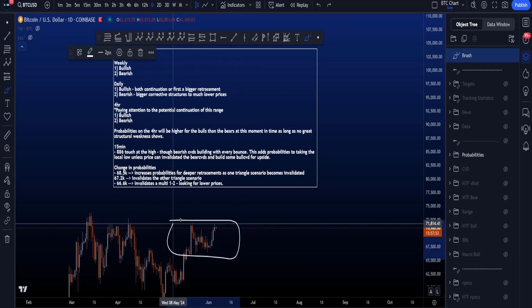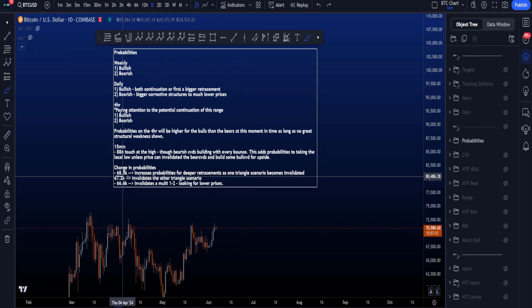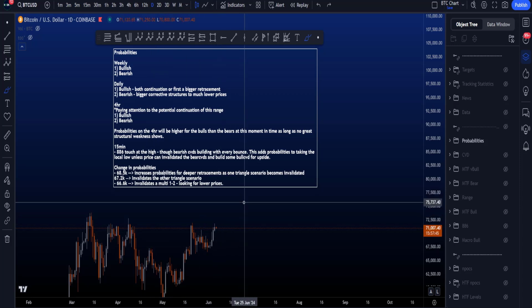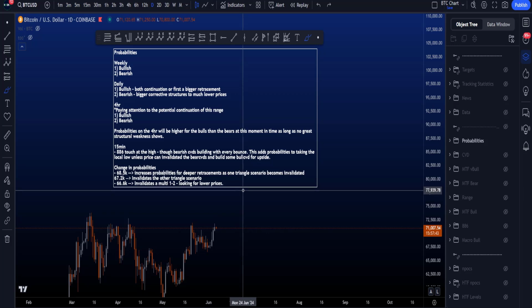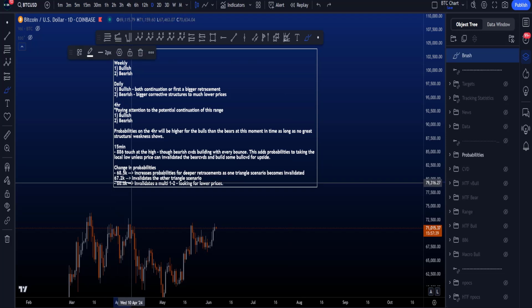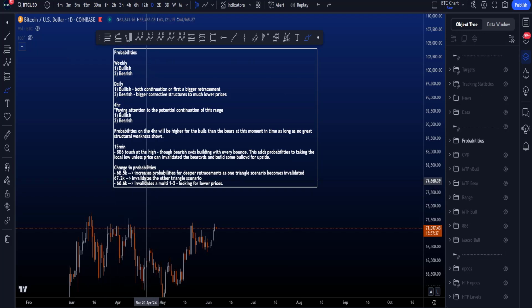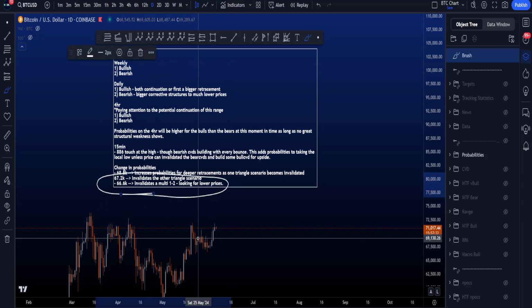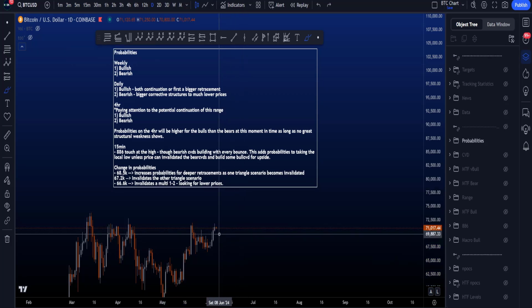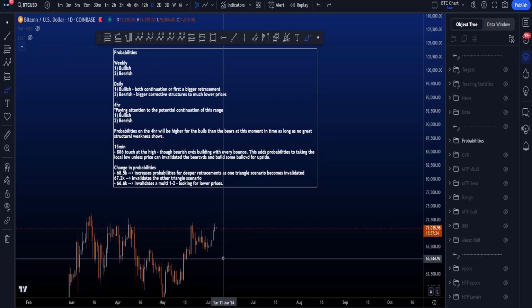Probabilities will change in this range if price moves to the downside, taking out 68.5k. This will increase the probabilities for deeper retracements to the downside as one triangle scenario becomes invalidated, which I will talk about in the live stream later. Same is true with 67.2k, which invalidates another triangle scenario. And if you take the low of the range, 66.6k, then the multi-1-2 scenario shown in this video is invalidated as well, increasing the probabilities for a bigger retracement.